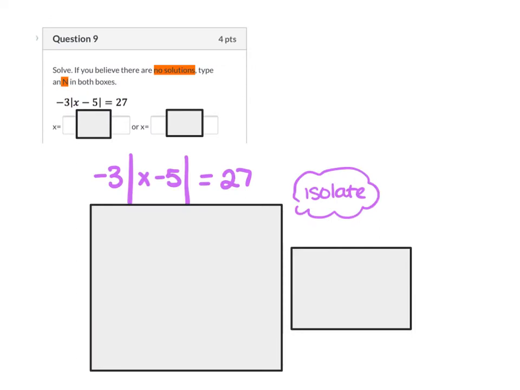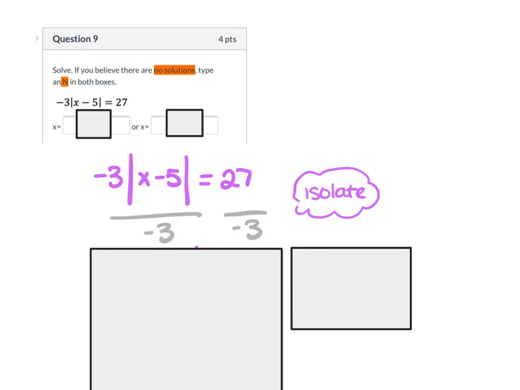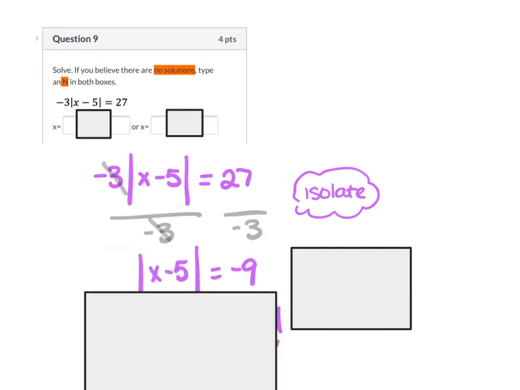Here we're given an absolute value problem, and remember absolute value is distance from 0. As a reminder, you can only have a positive distance, so keep that in mind as we go through this. So our first step is to isolate, and remember to isolate means to get these bars alone. Therefore, we need to get rid of this times -3. So the opposite of multiplying by -3 is dividing by it. Those -3's cancel out on this side, and we're left with -9. Now our bars are isolated, which is what we wanted.